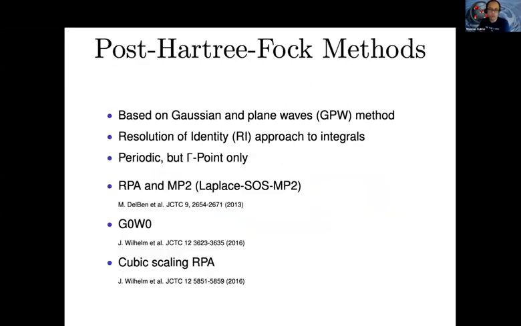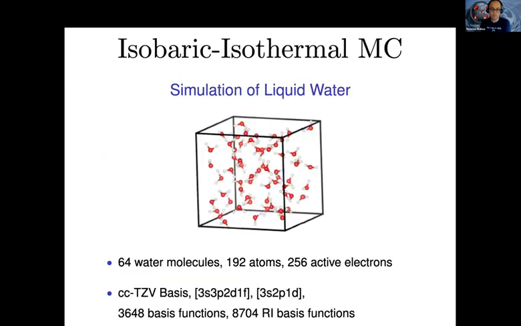There's, as said, all sorts of post-Hartree-Fock methods implemented, including forces for most of them, except GW. And we can use them throughout with periodic boundary conditions. And there are all sorts of very sophisticated tricks based on the resolution of identity to reduce the scaling. You can in some cases even do Monte Carlo sampling using these very sophisticated post-Hartree-Fock methods. Unfortunately, for the time being, only at the gamma point.